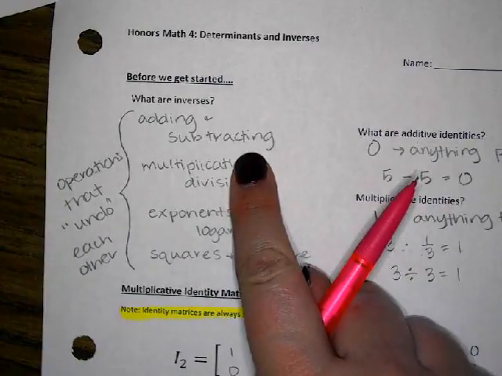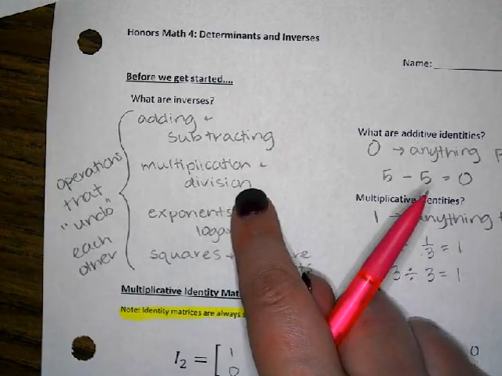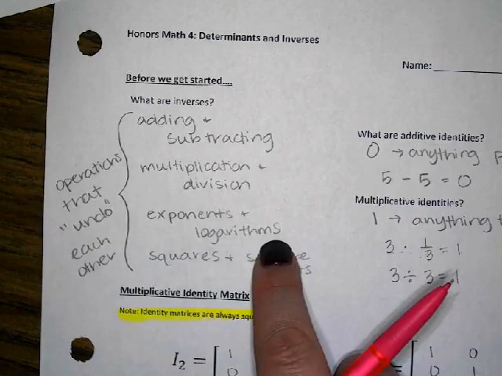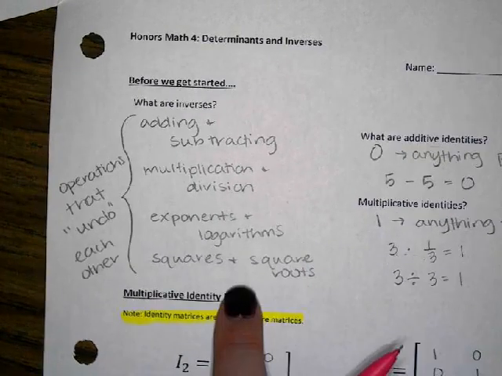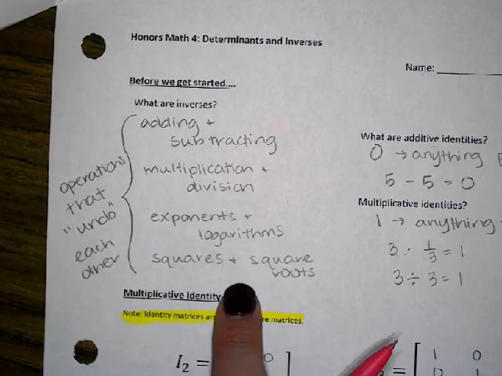What's the purpose of knowing multiplication and division? If you do it, you can undo it. What's the purpose in Math 3 of learning about exponents and logarithms together? If you do it, you can undo it. What's the purpose of learning about squares and square roots? If you can do it, you can undo it. So today we're learning about inverses of matrices. So what's the purpose of knowing the inverses of matrices? We want to be able to undo it, okay?